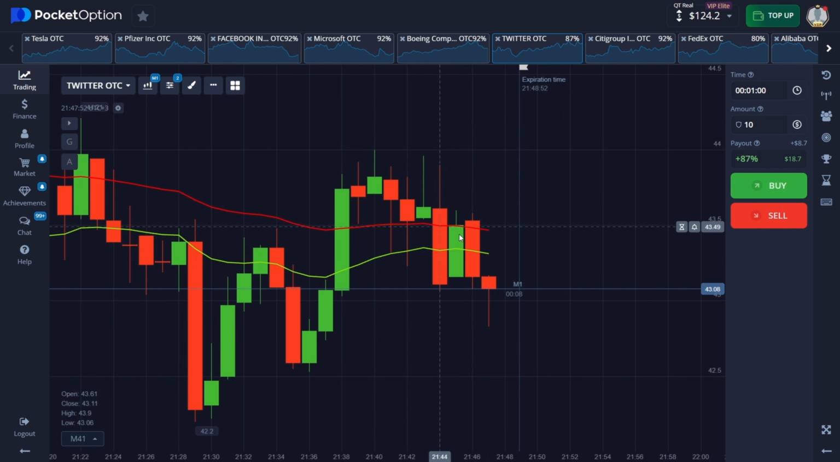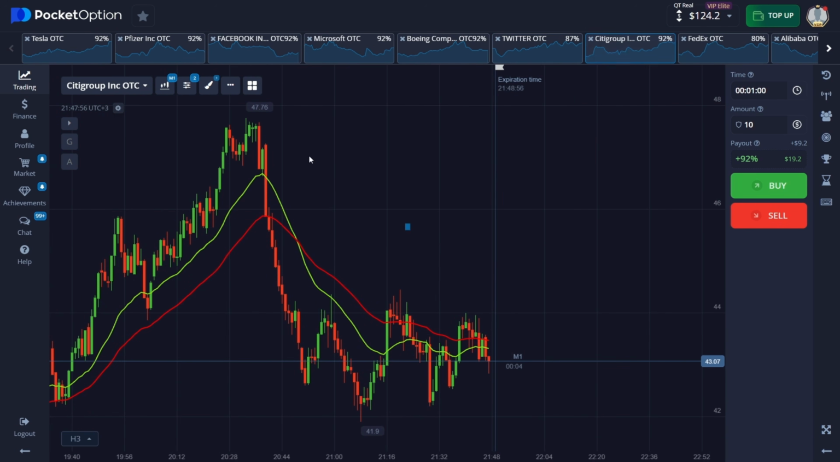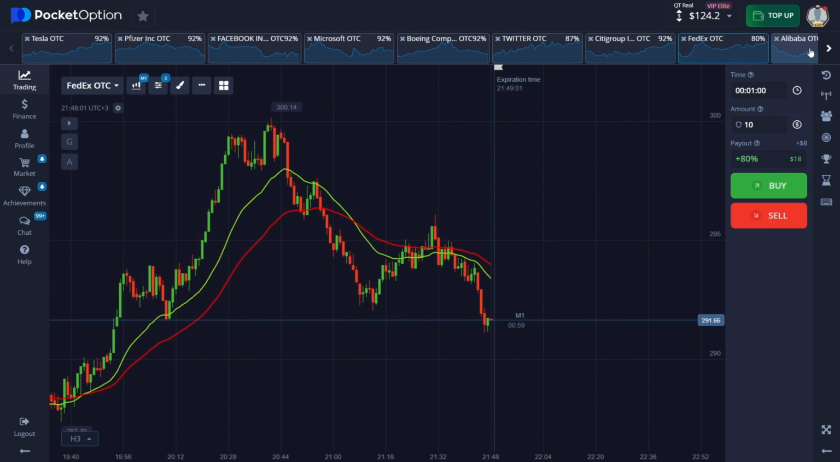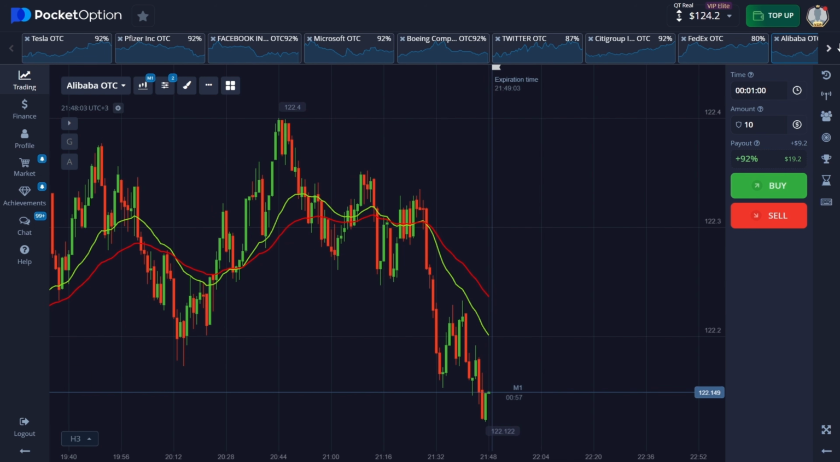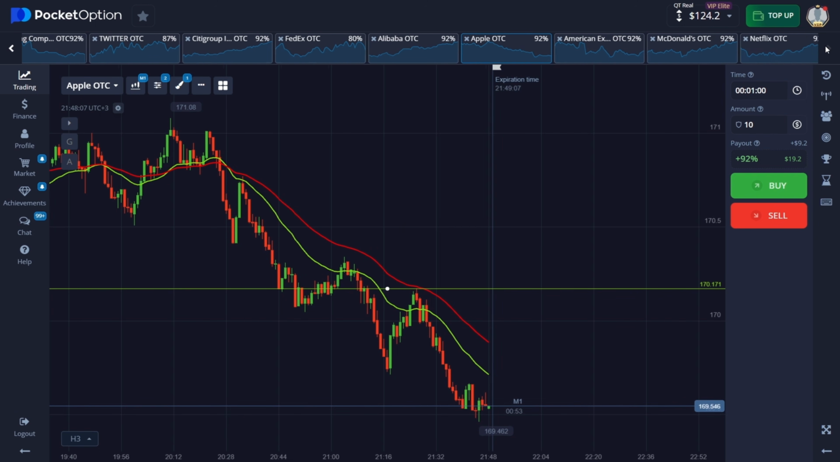You will see that on Twitter OTC, the moving average is flat. In this case, avoid trading using the moving average. If the moving average is flat, or if the distance between the two moving averages is too low, then avoid these types of trades. Moving average trades succeed only in trending markets.